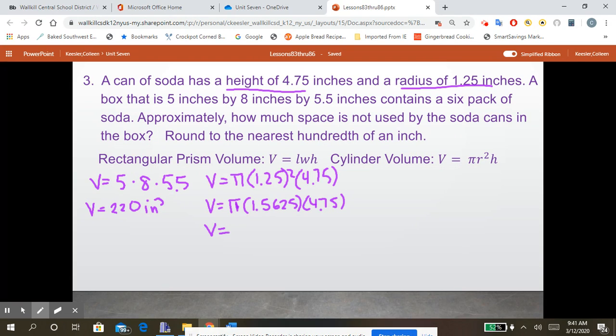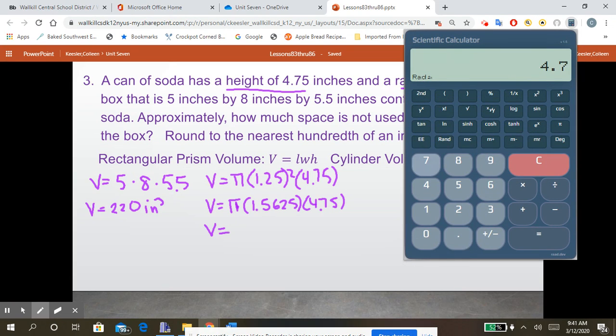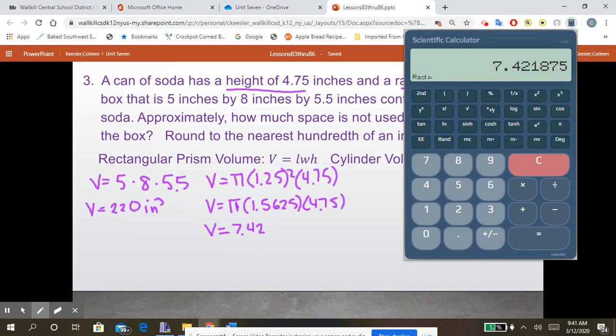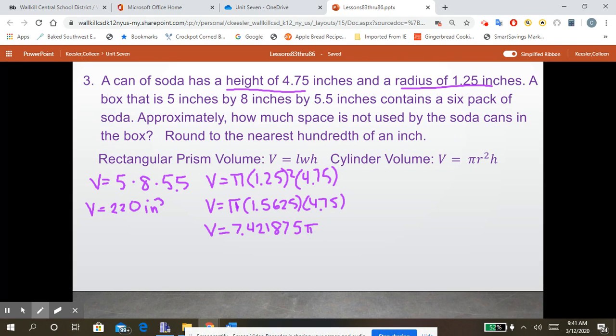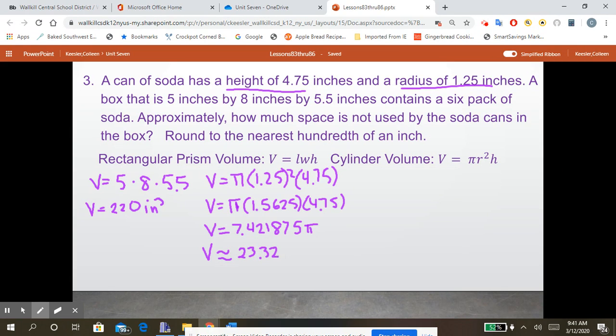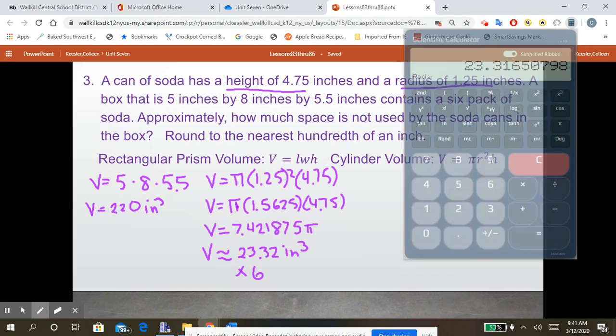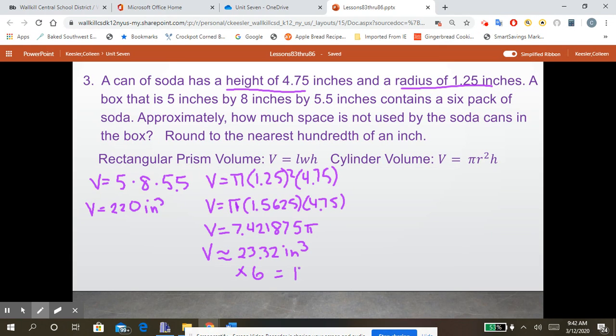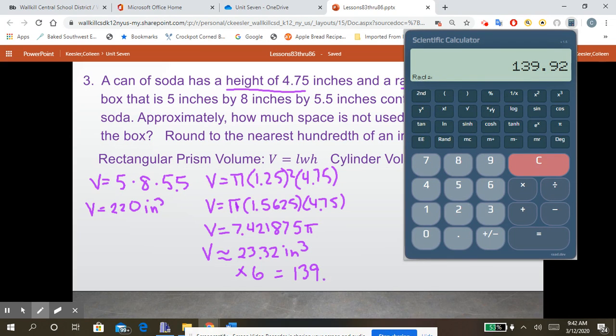Then we can multiply that by 4.75. So we get 7.421875 pi. And then we can multiply that by pi, rounding to the nearest hundredth. We get 23.32 inches cubed. So now that's only the volume of 1 can of soda. We have 6, so we're going to multiply that by 6. And we get 139.92 inches cubed.